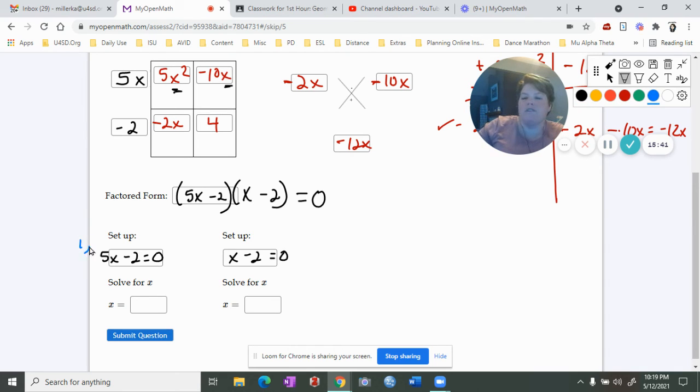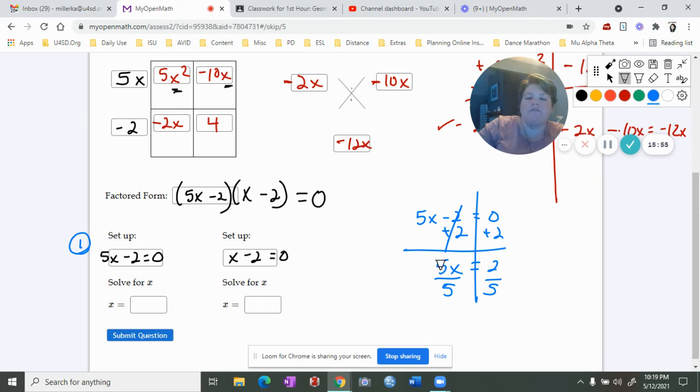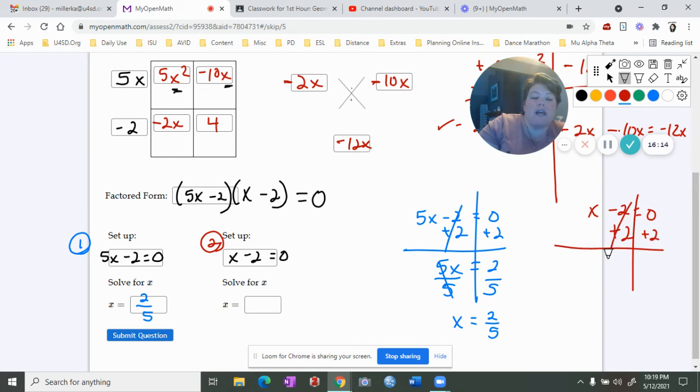And again, we're going to solve option 1, 5x minus 2 equals 0, by adding 2 to both sides, and 5x equals 2, divide by 5, and x equals 2/5, or 0.4 is a valid option. Okay, option 2, we are going to solve x minus 2 equals 0 by adding 2 to both sides, and we get x equals 2. There we go. That's it.